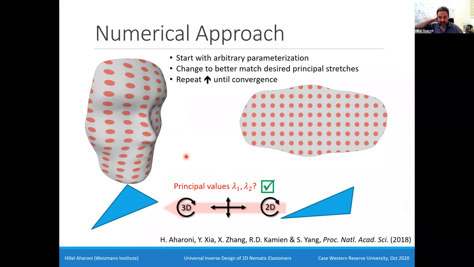So it will converge, but it might converge to a situation where certain triangles in the middle are not close to lambda one and lambda two, only there is no way to make this better without damaging the other triangles. So it is very easy to verify whether or not we have a correct solution. But we can't guarantee one. It is possible that I will try different initial parameterizations and they will all converge, but none of them will converge to an actual approximate solution to the inverse problem. I will be able to know that it happened, but I can't at this point prove that it must converge.